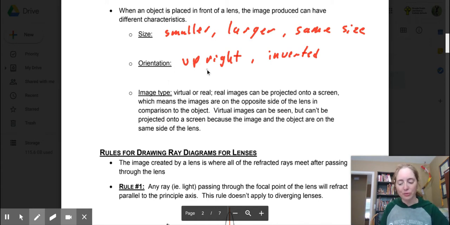Okay, so those are the two types of images. They can be upright or they can be inverted. And then we also have two different types of images. So we have virtual images or real images.